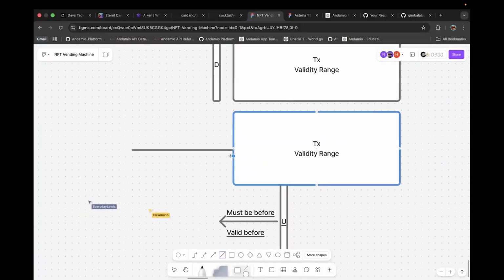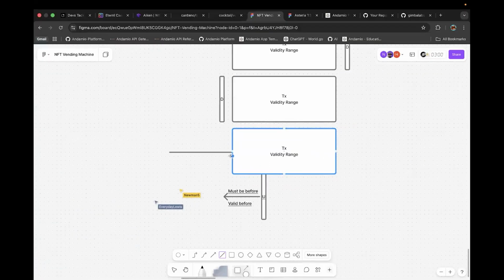I'm right here, I'm using this as an example. Then Control C and Control V, also alt drag. There's our timeline. And then this should be the validity range. And then this is a transaction.